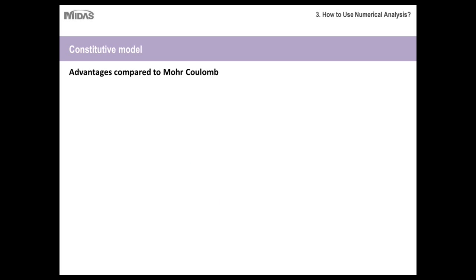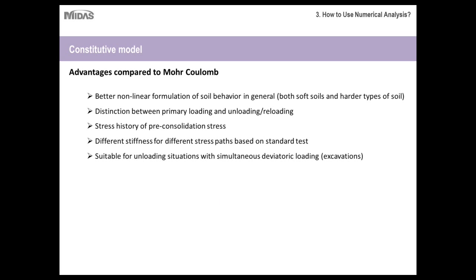Since there are so many tests and so many parameters that you have to account for, what are the advantages of doing all this as compared to Mohr Coulomb? The advantages are that advanced material models show better nonlinear formulation of soil behavior in general, and you can use them for both soft soils and harder types of soil, whereas Mohr Coulomb goes well with the harder types of soils where there is no significant consolidation or settlement occurring.